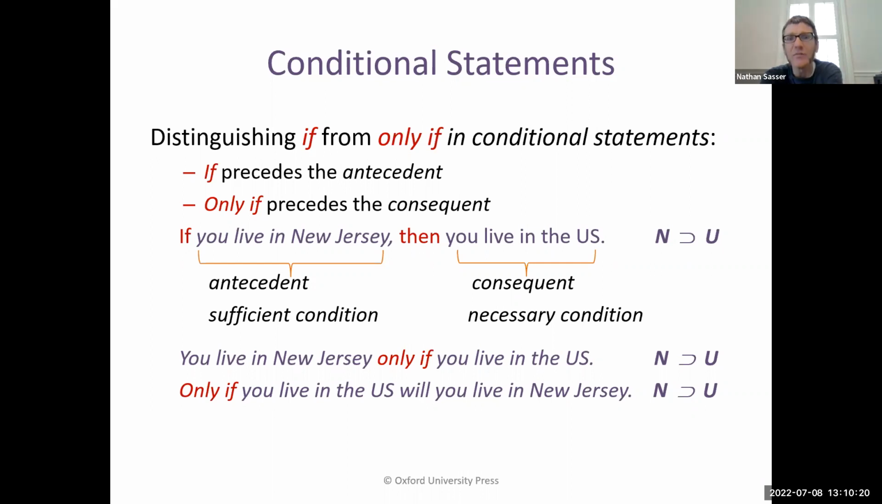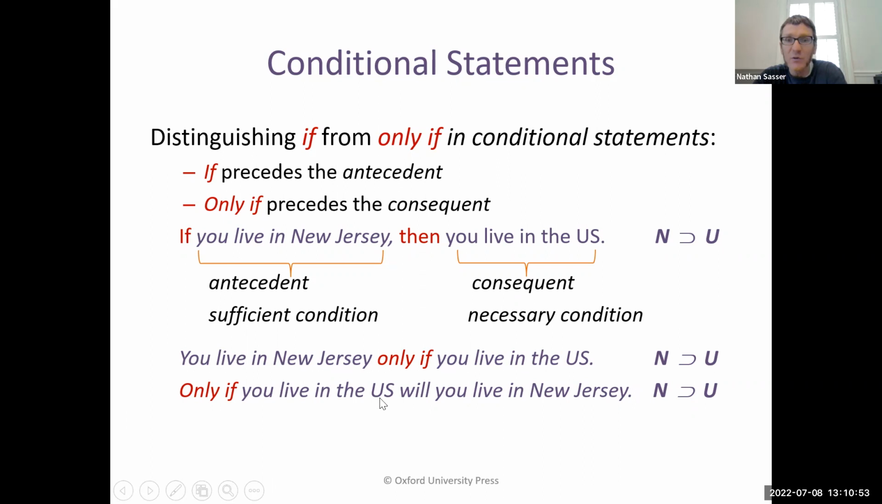Now, what if you have: you live in New Jersey only if you live in the US. The "only if" is different. The statement that follows the "only if" is the consequent. So you're going to represent this as: if N, then U, because the "only if" statement is the consequent. And that's true even if the "only if" statement comes first in the English language sentence.